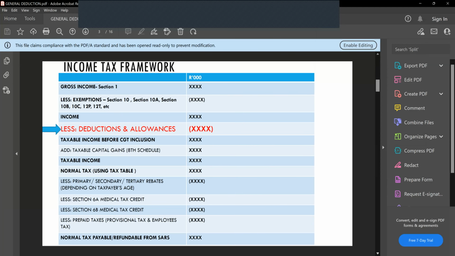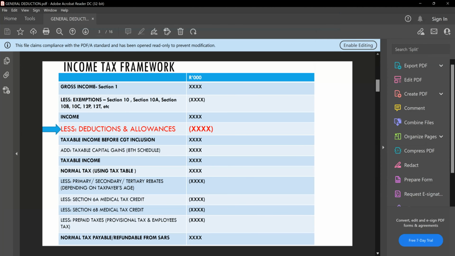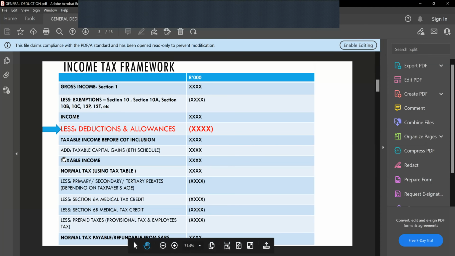So let's take a look at the income tax framework. We've got gross income as per Section 1 of the Income Tax Act. Less are exemptions, which are contained in Section 10, and that will give us income. So today we're going to be focusing on the part that is highlighted in red, and that is the deductions and allowances. So income less deductions and allowances equals taxable income before the capital gains tax inclusion. And we add the taxable capital gains, and that will give us taxable income.